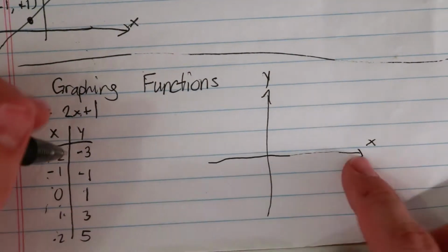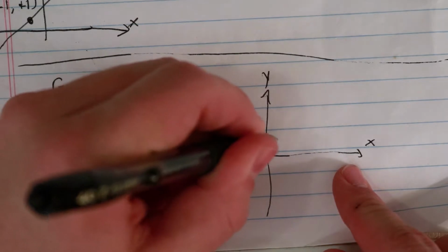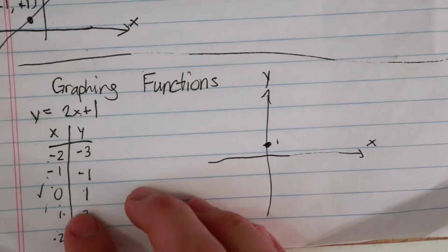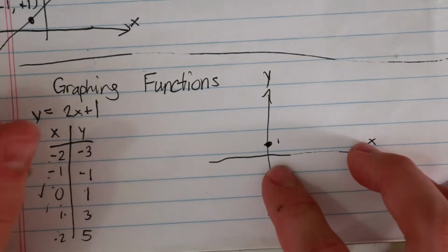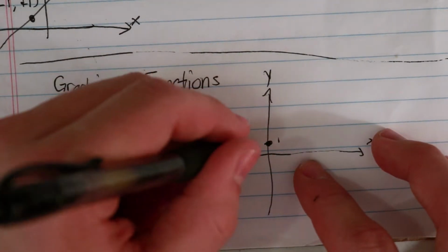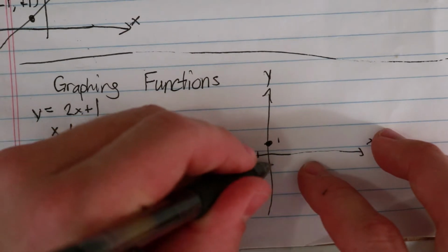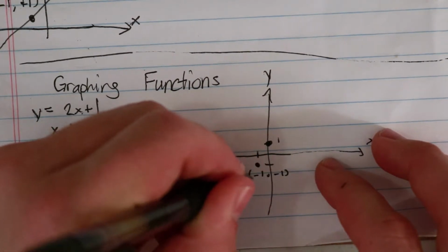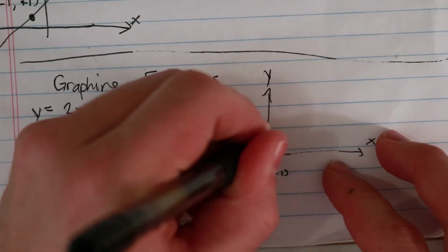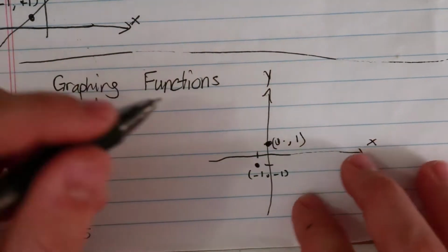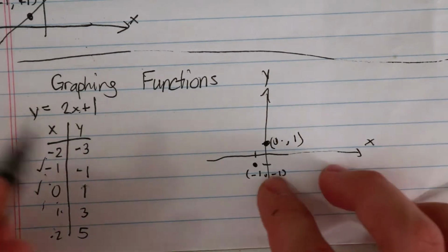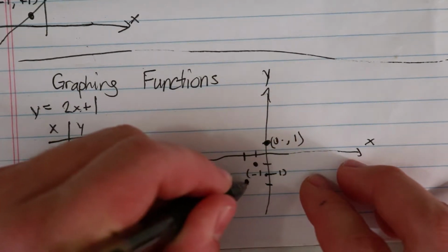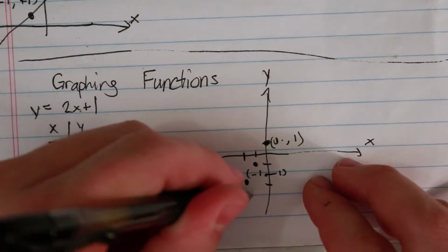So I'm going to start with 0, 1. I'm going to check that off. Next is -1, -1. Boom, that would be here. Next one, -2, -3. I'm trying to keep even spacing on my graph here. So that'd be -2, -3.